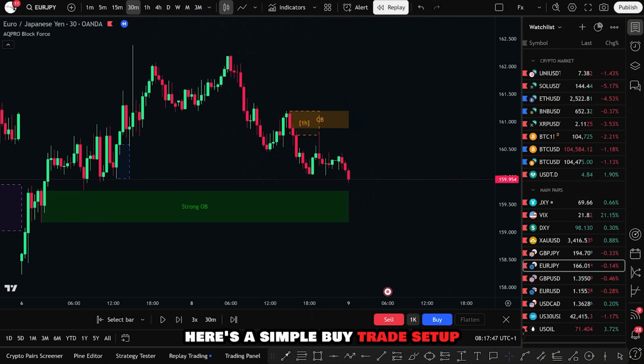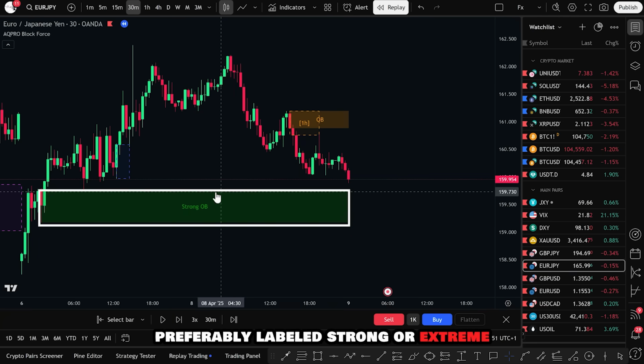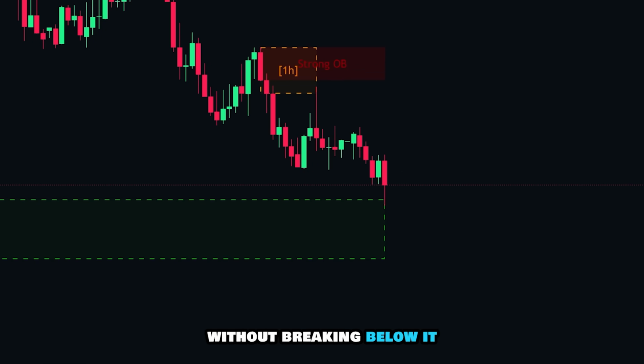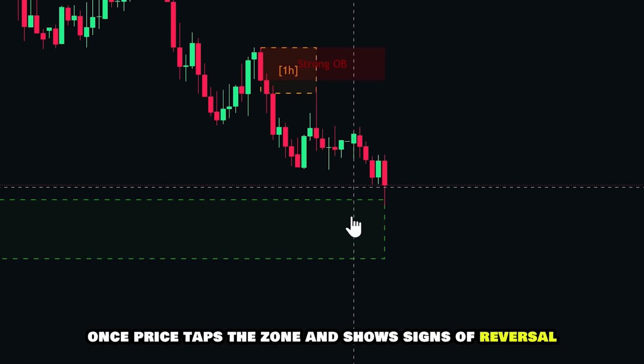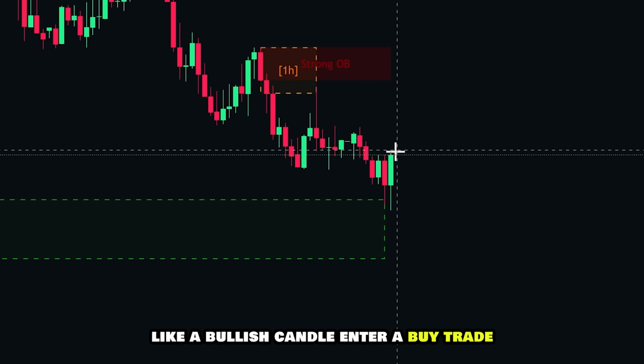Here's a simple buy trade setup. Look for a bullish order block in green, preferably labeled strong or extreme. Make sure price has pulled back into this zone without breaking below it. Once price taps the zone and shows signs of reversal like a bullish candle, enter a buy trade.